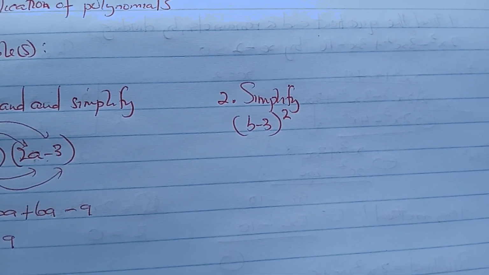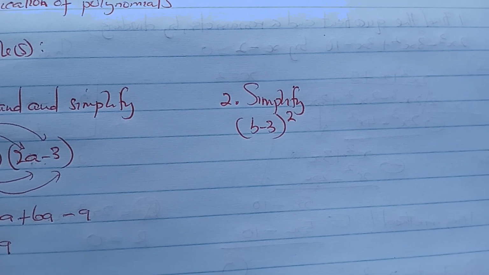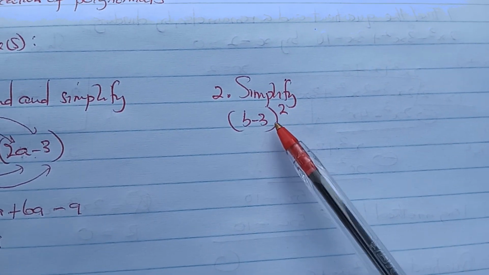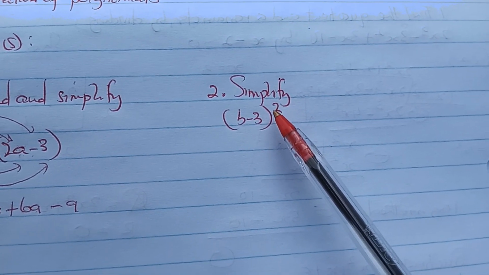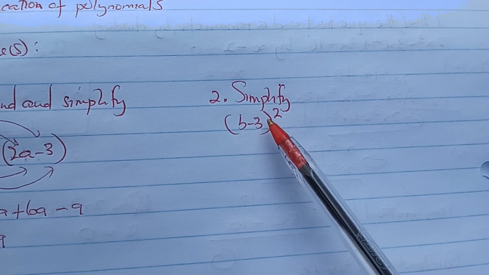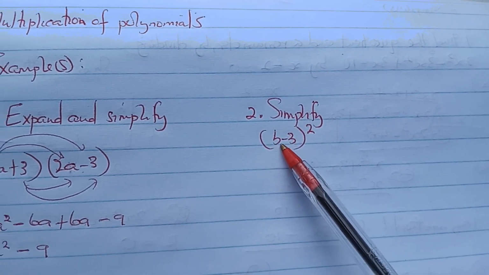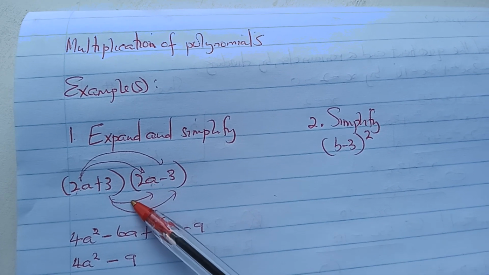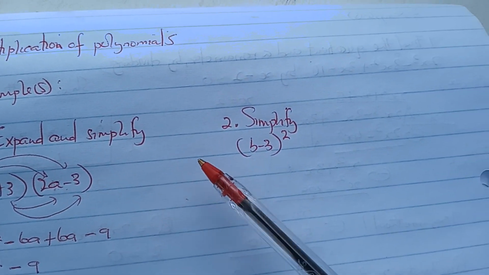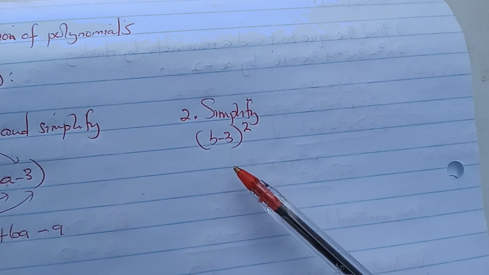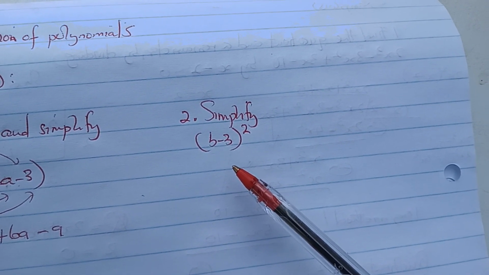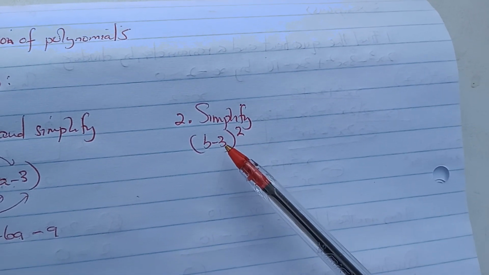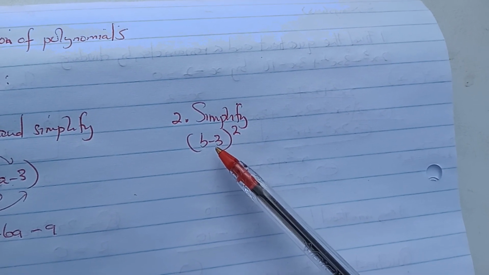So in the second example, we are told to simplify what we see here: b minus 3 in bracket to the power of 2. Guys, we can clearly see that what we have in example 2 is different from what we had in example 1. Okay, so for this one, it's a long multiplication.